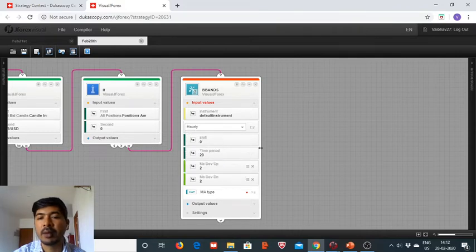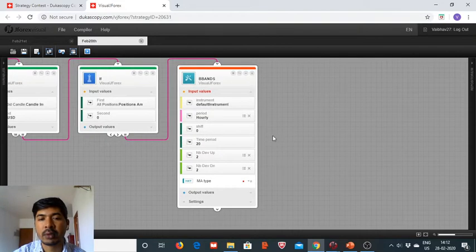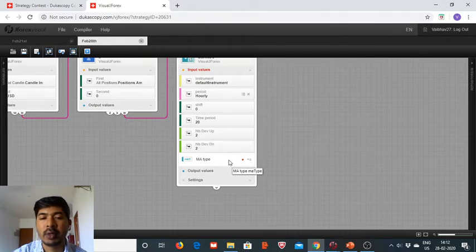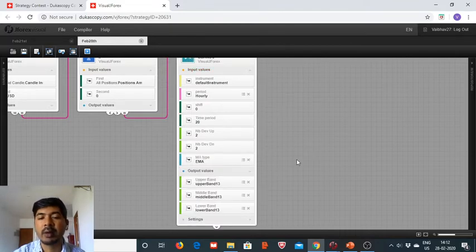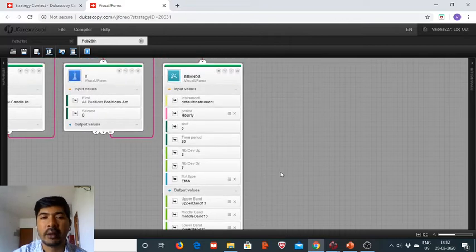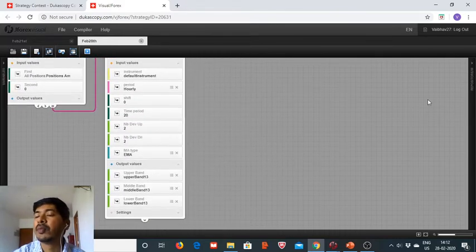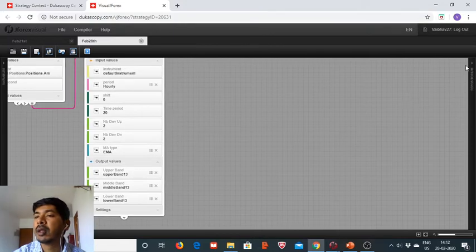Make it hourly, no shift, 0 as it is, standard deviation is of 2. MA type, here we will choose the MA as EMA, and then we have got this upper band, middle band, and the lower band. These are the values, and now we bring in the AC2.